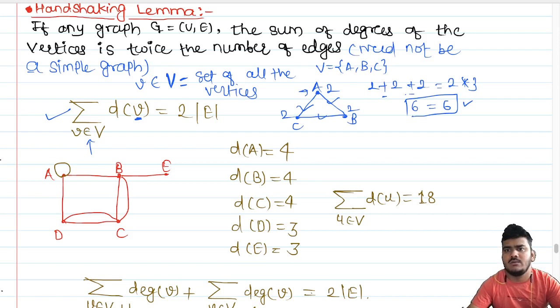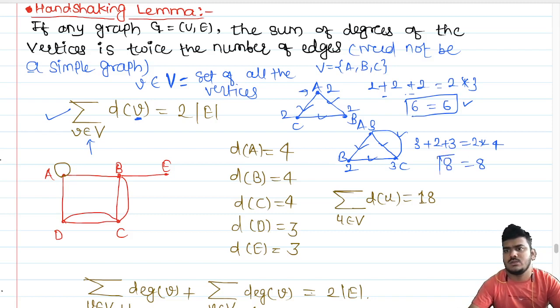But again, we will take one graph which is not simple. This is the graph which again contains three vertices A, B, C. Its degrees are 2, 3, and 3. So 3 plus 2 plus 3 equals 2 times the number of edges. Number of edges here becomes 1, 2, 3, 4. So 3 plus 2 plus 3 is equal to 8, and 2 into 4 is equal to 8. So this is also true for a non-simple graph.